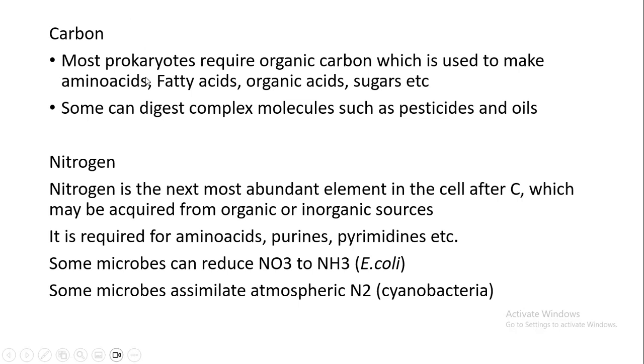So, firstly, carbon. Most prokaryotes require organic carbon, which is used to make amino acids, fatty acids, organic acids, or sugar. Some microbes can also make use of complex forms of carbon, such as pesticides and oils. Next is nitrogen. It is the next most abundant element in the cell after carbon, and it can be acquired from organic as well as inorganic sources. It is required for synthesizing amino acids, purines, and pyrimidines. Some microbes can reduce nitrite to ammonia, while others can also assimilate atmospheric nitrogen, such as cyanobacteria.